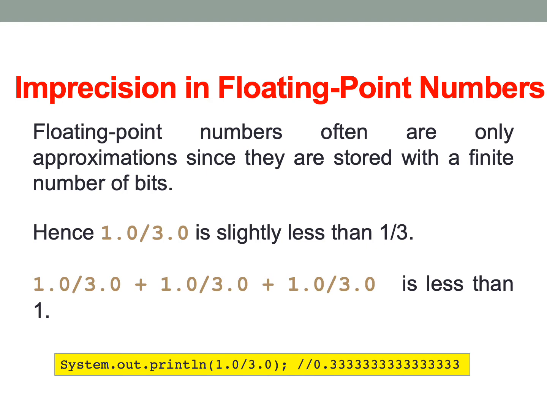Imprecision in floating point numbers. Floating point numbers often are only approximations since they are stored with a finite number of bits. So if we have 1.0 divided by 3.0, the value is slightly less than 1 over 3. If we do System.out.println of 1.0 divided by 3.0, we will get 0.33, up to 16 significant digits. So supposedly, if we do 1.0 divided by 3.0 plus 1.0 divided by 3.0, and then add another one of it, the value we should get is less than 1.